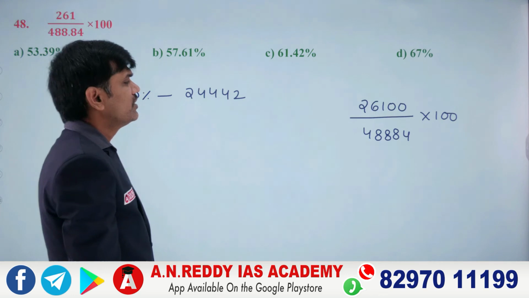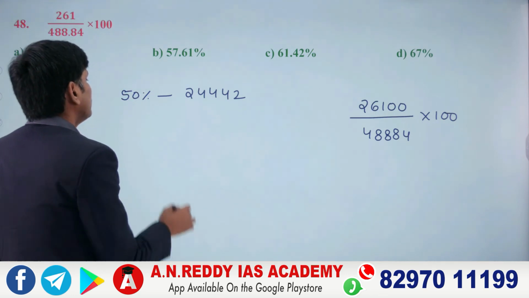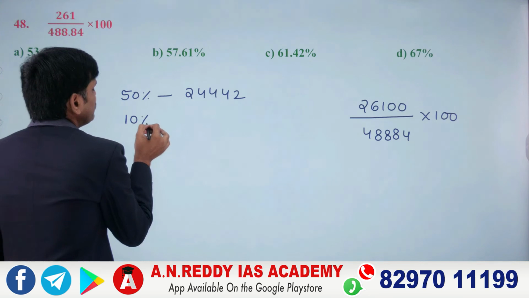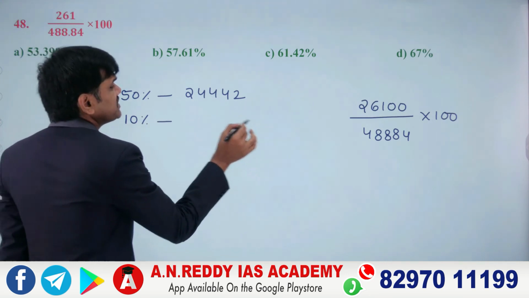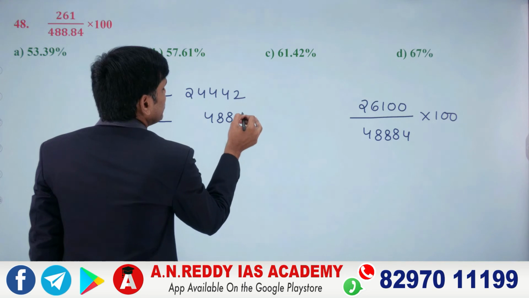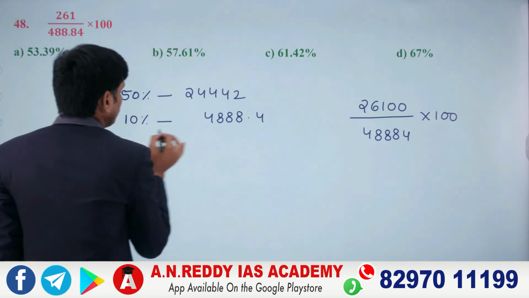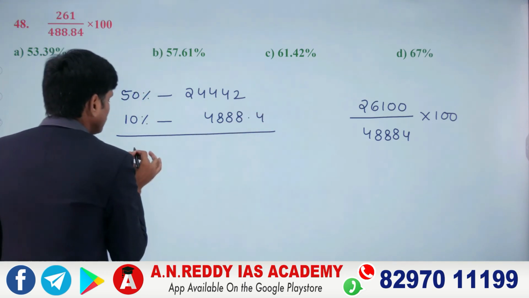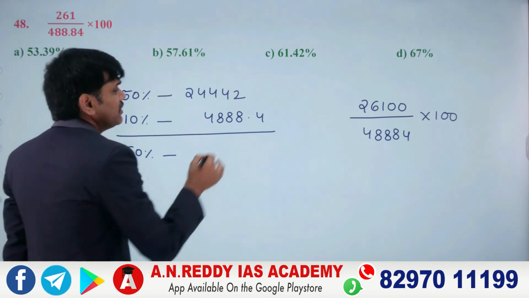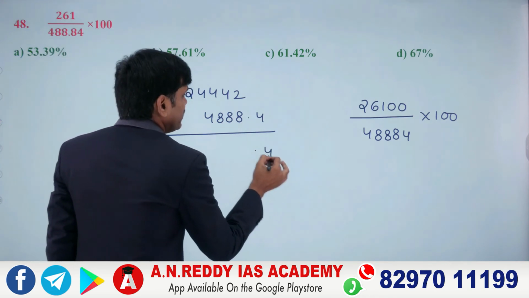24,442. Now if you are adding 10% to that, that will give me 60%. 10% of this will give you 488.4. That gives you how much percent? 60%. If you are adding this, that will give you 0.4.